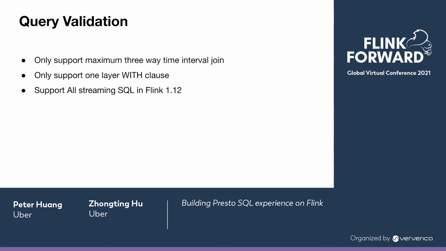Also, we are talking about the query validation. Right now, as we said, we only want to support three-way interval joins, and only one layer of the nested, embedded query with the WITH clause. And also, we want to make sure the generated SQL query can run in the Flink 1.12 engine. So we want to validate this query by calling some endpoint. Next page.